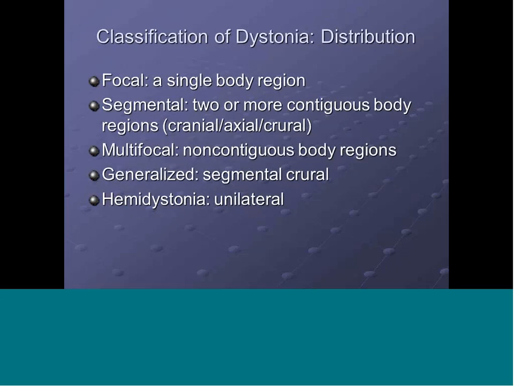As far as distribution of dystonia, we usually divide it into focal, where only a single body region is involved, such as writer's cramp, or segmental, where two or more contiguous body regions are involved, such as blepharospasm and cervical dystonia. Multifocal, where more than one body region is involved. Generalized, where there is widespread involvement, or hemidystonia, which is unilateral and commonly seen post-stroke.